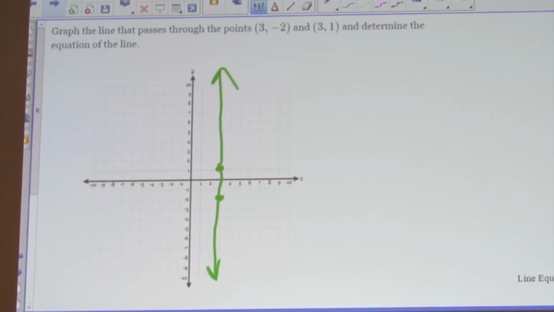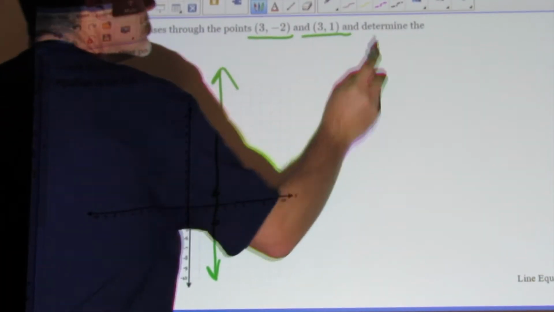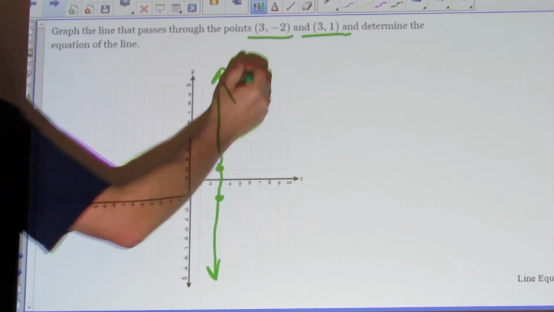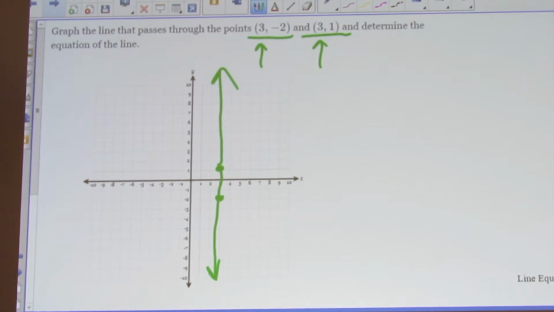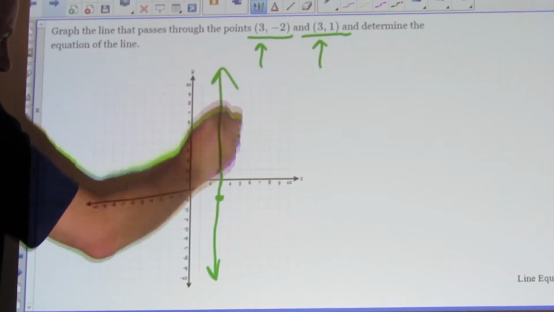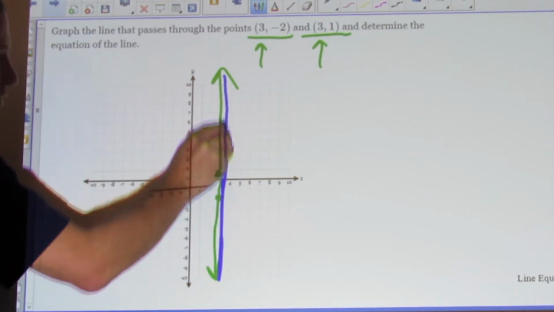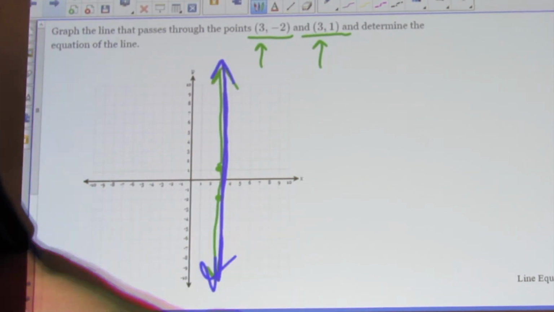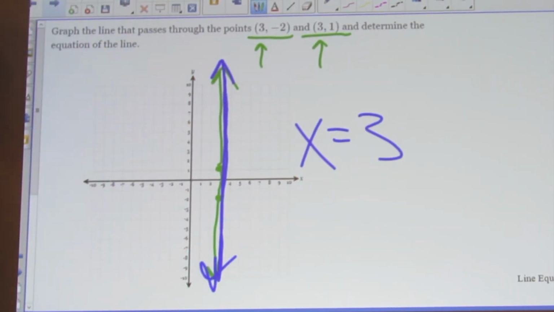So what do I have to do to write that equation? What do you notice about these two coordinates? If you notice that the x is exactly the same, you'll see that this line runs right through 3 on the x-axis. We're done. We've written the equation for the line, simple as that.